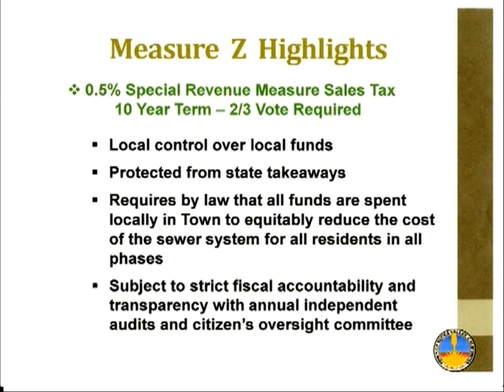Similar to Measure Y, Measure Z provides local funds for sewer assessment reduction. If passed, Measure Z would generate approximately $1.5 million annually. These funds are protected from state takeaways by the state constitution. Additionally, the Town Council also required that an oversight committee of local folks be established to provide guidance and recommendations to the Town Council on expenditures of Measure Z monies. Finally, Measure Z would be subject to the same annual independent audit provisions, providing strict fiscal accountability and transparency.